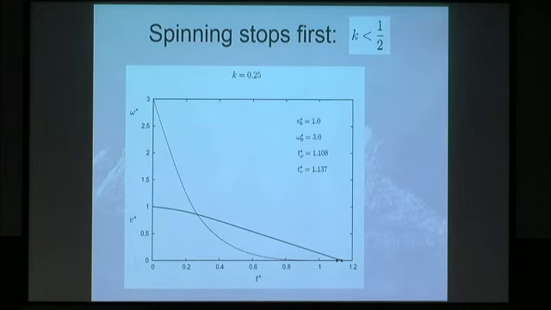Here's another example. Spinning stops first. That means k has to be less than 1/2. So I pick k equal 1/4, start with the initial value of v of 1, omega of 3, and you find that omega stops at 1.108, and then there's a little interim period here where it's still translating up to 1.137. So these are the two extreme examples if you build this two-tier disk appropriately.